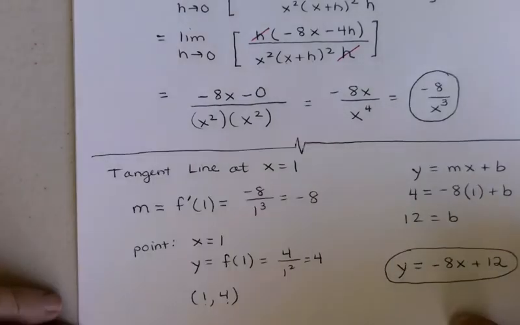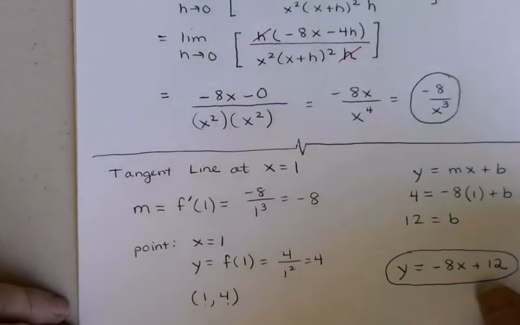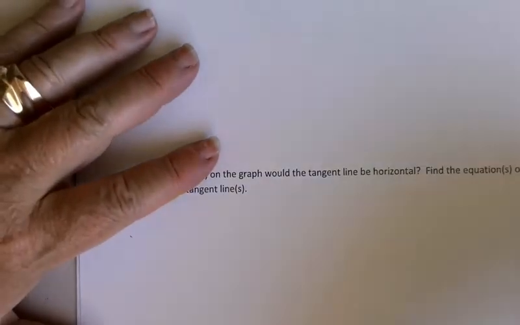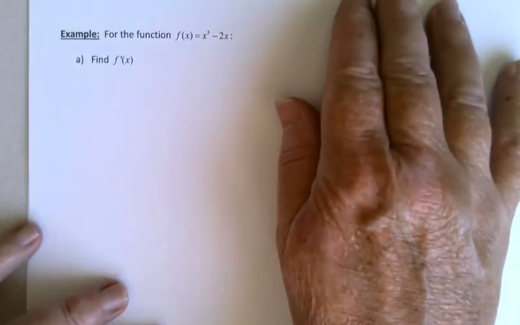All right, let's go ahead and try one more example. This time my function is f of x equals x cubed minus 2x. And again, my first goal is just to find the derivative, f prime of x. We'll use our definition to do that. And then in part B, we'll find the equation of a tangent line.